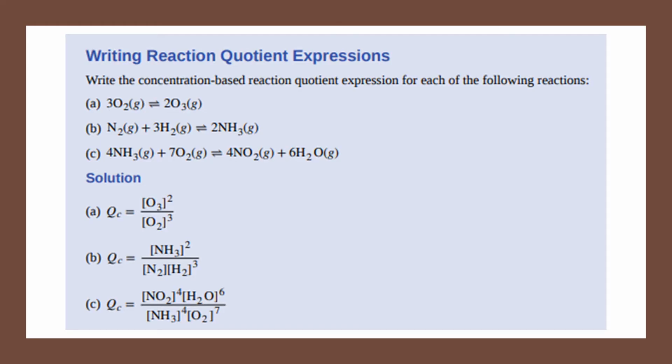Next, writing reaction quotient expressions. So as we said before, how do you write the quotient expression for the reaction? Given the first chemical equation, 3O2 will give you 2O3. So you will write the right hand side on top with the quotient as [O3]^2 and the left hand side in the bottom, as follows.